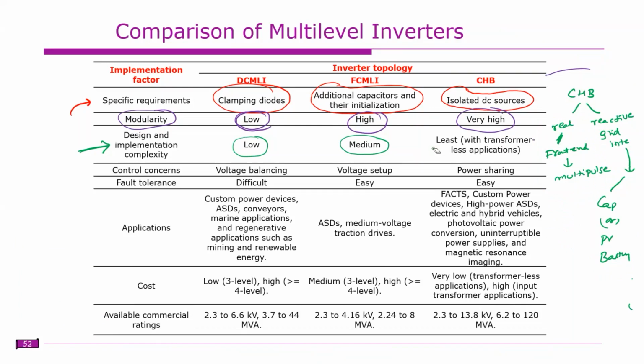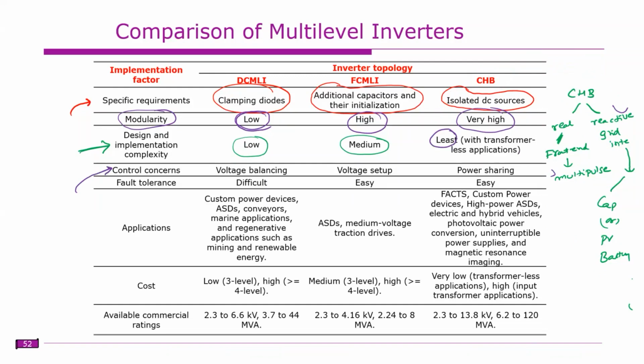So now come to our discussion. We have design and implementation complexity. This is least in case of reactive power control or grid integration, and it is highly complex in case of multipulse converter arrangement or in case of real power transfer. Understood? So next you have control concerns.